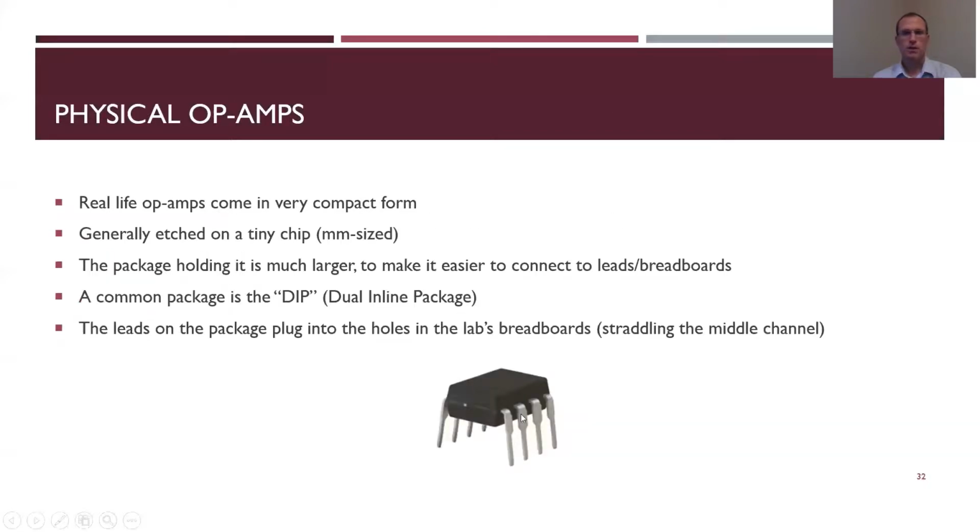Here's a physical one I showed you before. Very compact form, tiny chip, millimeter size. This makes it a lot easier to connect to a breadboard. You have that channel down the middle of your breadboard, and this is made to sit across that channel so that none of the leads are in contact with each other. You can just set it up right down the middle, and then you have your 8 rows all doing whatever they're supposed to be doing: input voltages, source voltages, output voltage. This is called the dual inline package, so 2 lines of 4 essentially.